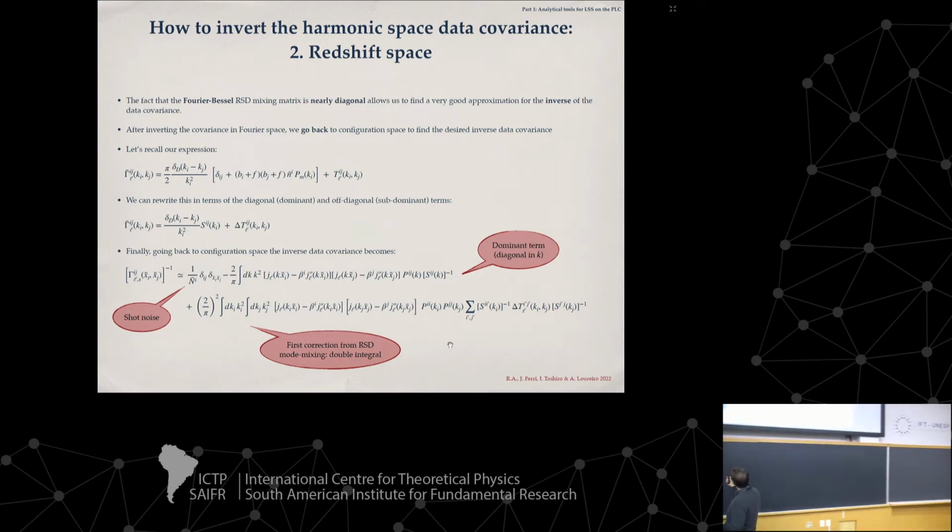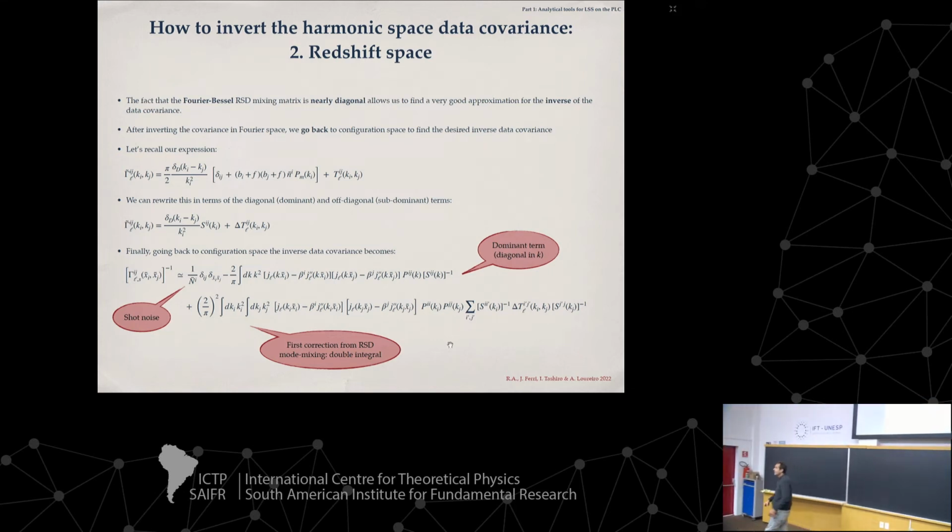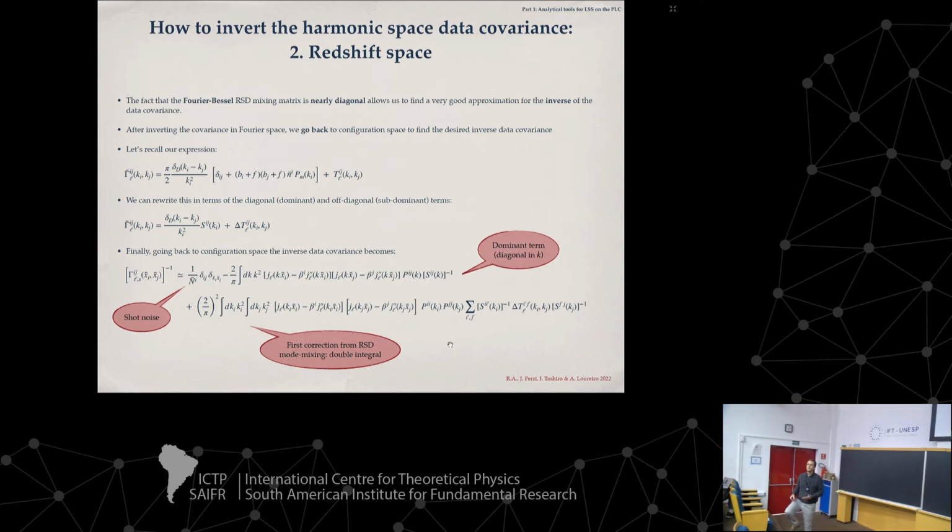The only trouble here are these Fourier integrals, which we have calculated using a code called FFTLog, which computes very fast integrals involving these Bessel functions. It turns out that even these integrals, the double Fourier integrals here, you can solve within a matter of seconds.